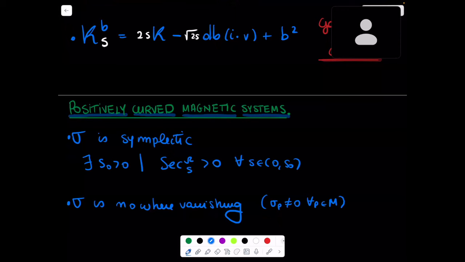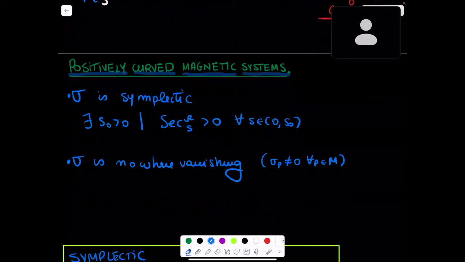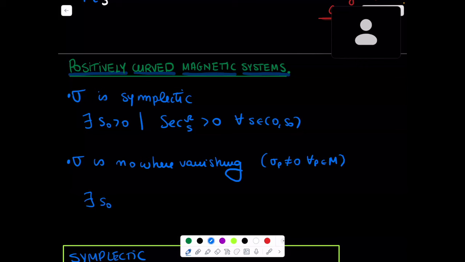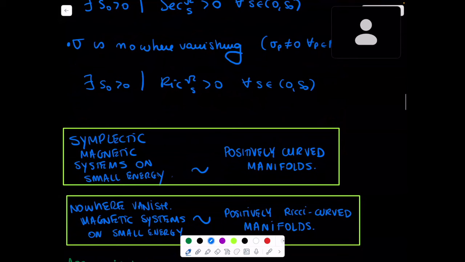In a similar way, one can show that if sigma is nowhere vanishing, namely that sigma_p is never zero for every point on the base manifold, there exists an energy S0 such that the Ricci magnetic curvature is strictly bigger than zero for every energy between zero and S0. So roughly speaking, symplectic magnetic systems on small energy levels are the magnetic analog of positively curved manifolds, and the nowhere vanishing magnetic systems, always on small levels of the energy, are the magnetic analog of positively Ricci curved manifolds.